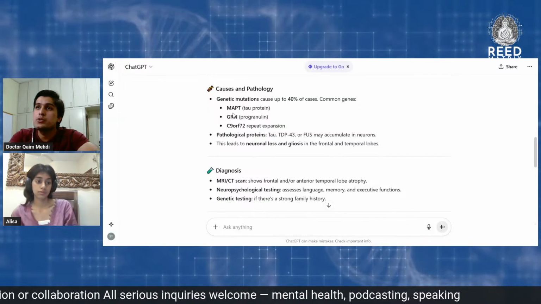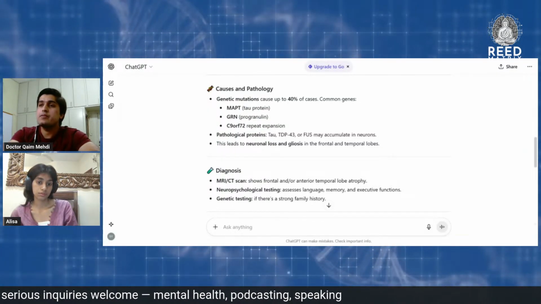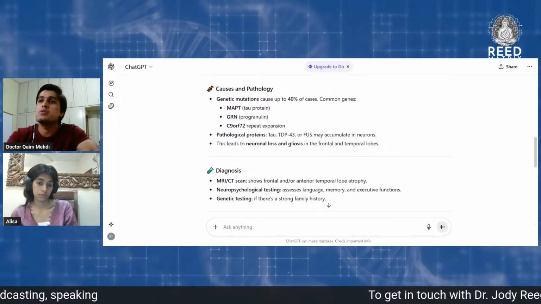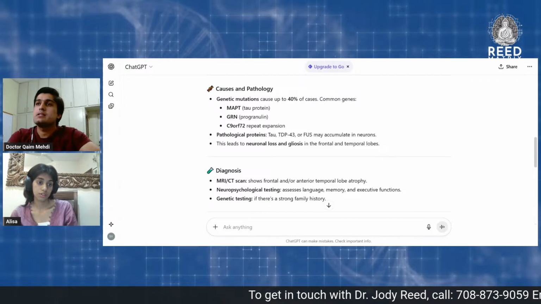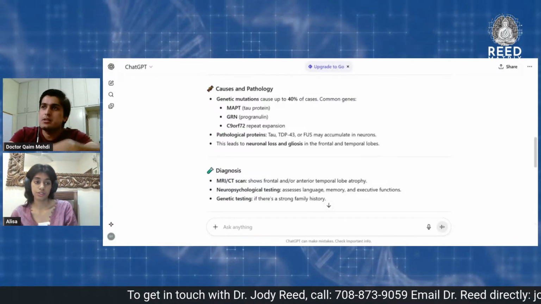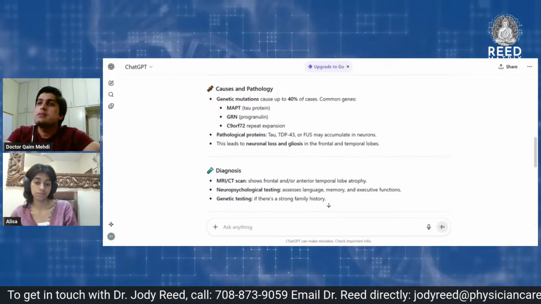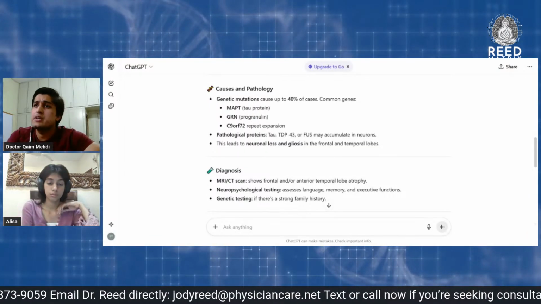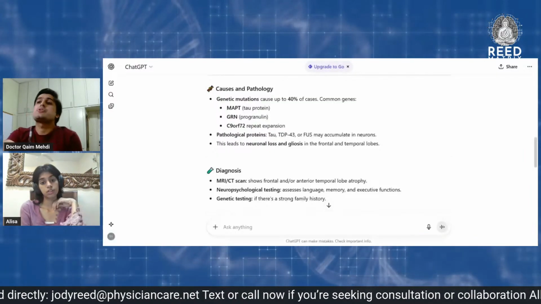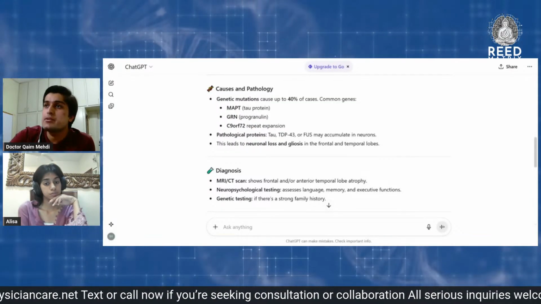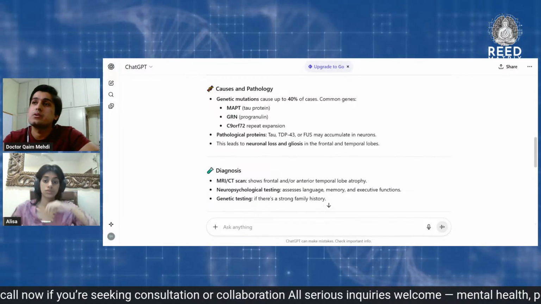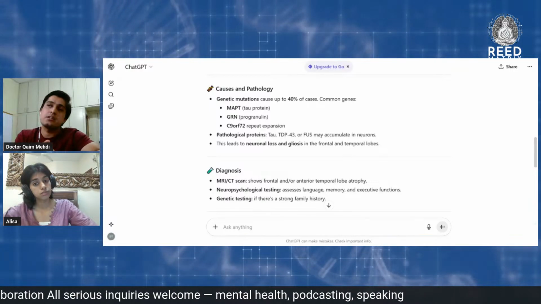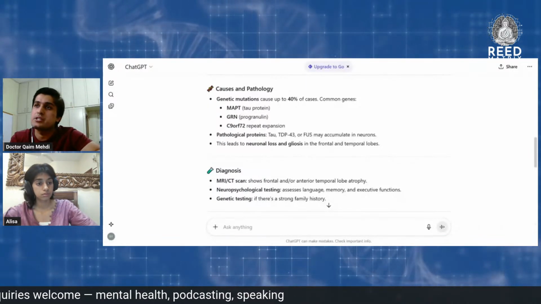Now it tells about different kinds of genes which are the culprit behind it. Where it is tau protein, MAPT, progranulin. We will just ask ChatGPT to describe more about these genes and their roles in this pathology. But right now we will just go through it. Other gene is GRN, which is also called progranulin, and C9orf72 repeat expansion. Pathological proteins are tau, TDP-43, or FUS that may accumulate in neurons. And when any foreign object accumulates in neurons, neurons get damaged and thus lose the ability to perform their normal functioning.